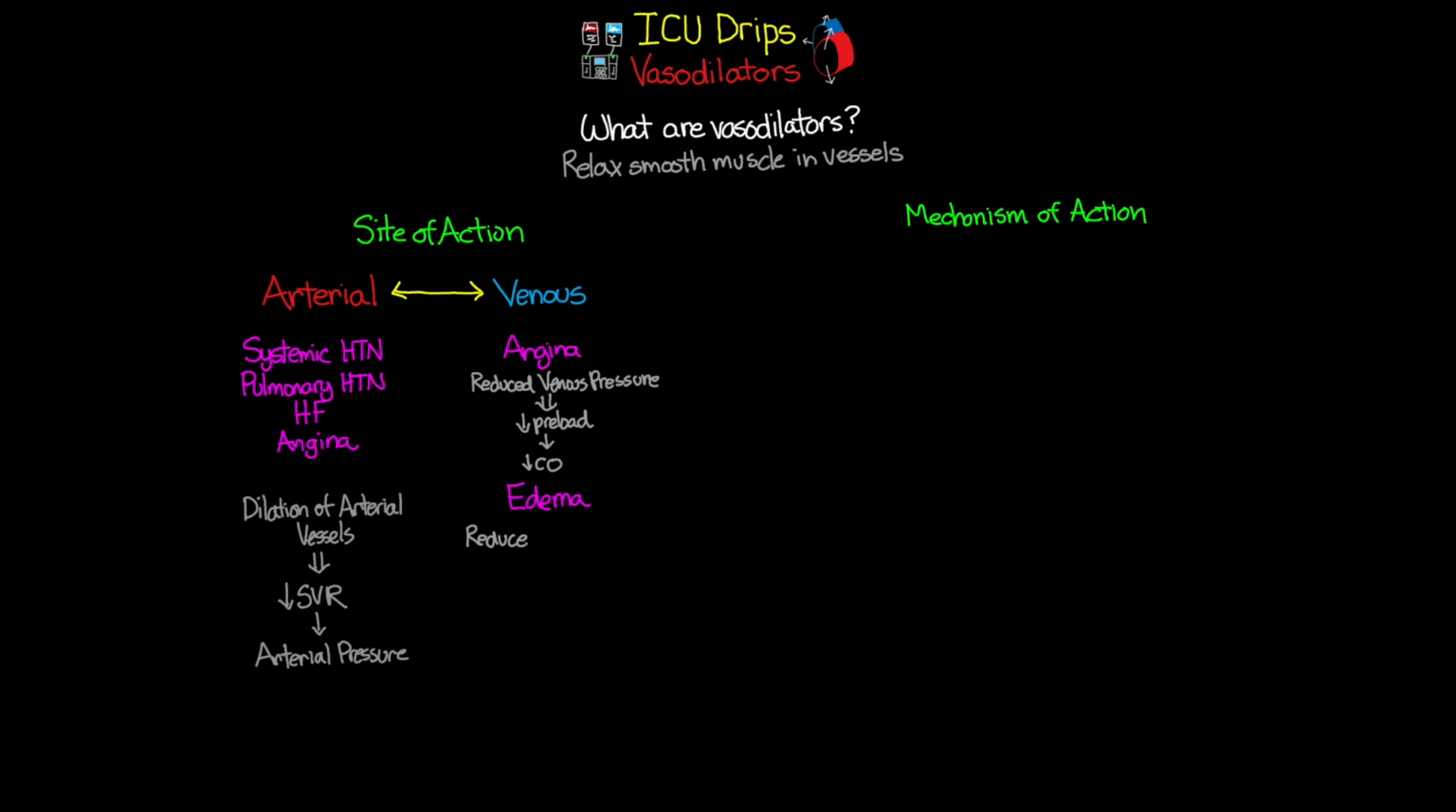So now in the case of edema, we're going to again have reduced venous pressure. And so this means that we're going to have reduced capillary hydrostatic pressure. So essentially there's going to be less pressure being exerted within the capillary beds. And this is going to lead to a reduction in edema. So these are the benefits when looking at either strictly arterial or strictly venous dilation.